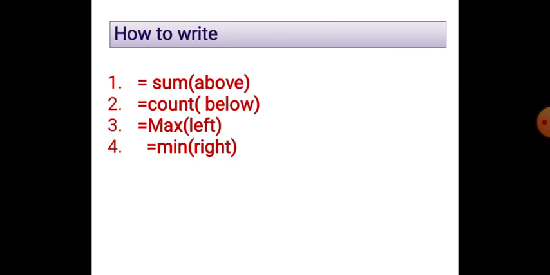And how will we write the formula? If we have to calculate the values that are above the cell in which we are writing the formula, we will use above. If the values are below it, we will use below. If the values are on the left side of the cell, we will use left, or if the values are on the right side of the cell, we will use right for the formula. This way we can use the formula in MS Word.